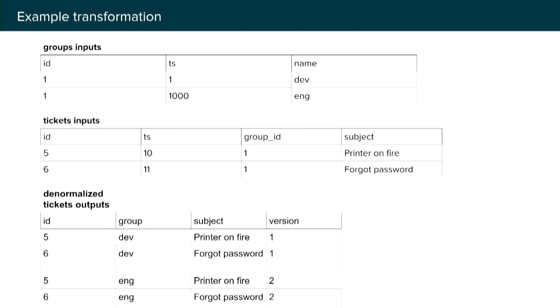There are a couple interesting things here. The first is we actually need to use a global window, because any data about the ticket since the beginning of time could affect the output. And the second is we need to keep a state for each join. So for this example here, when the group name changed, we need to have kept the ticket rows around so that we could output the latest normalized ticket with updated group name. In a few minutes, Beau will share some of the important lessons we learned about efficient state management with global windows.